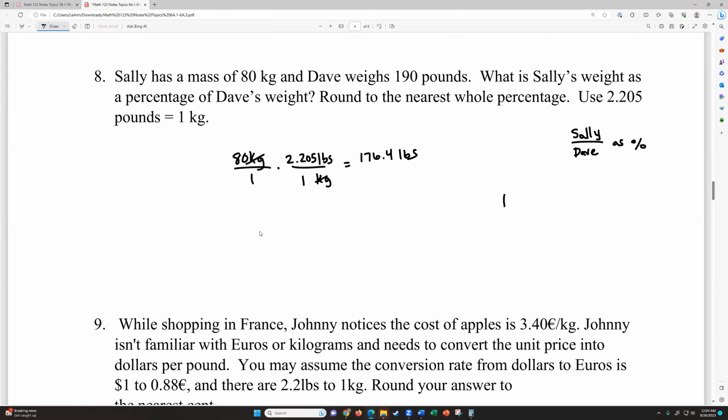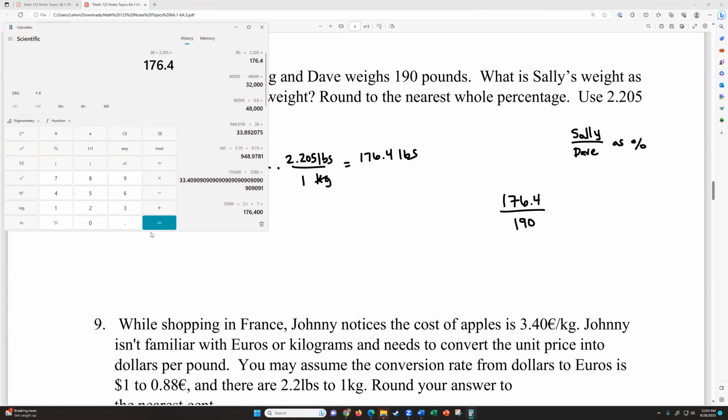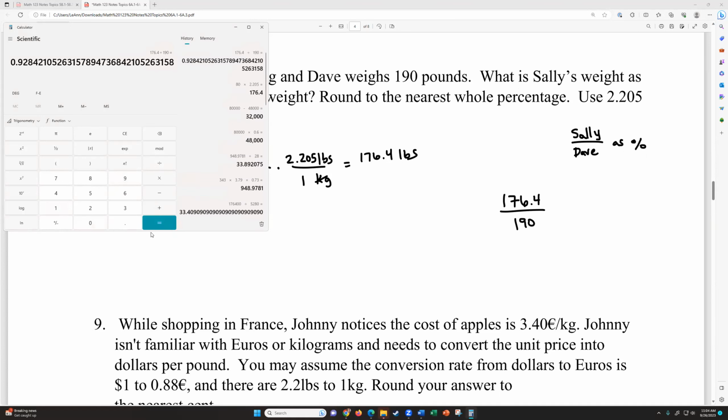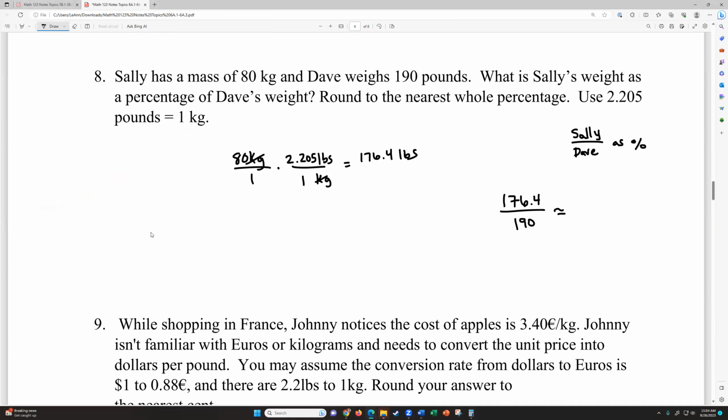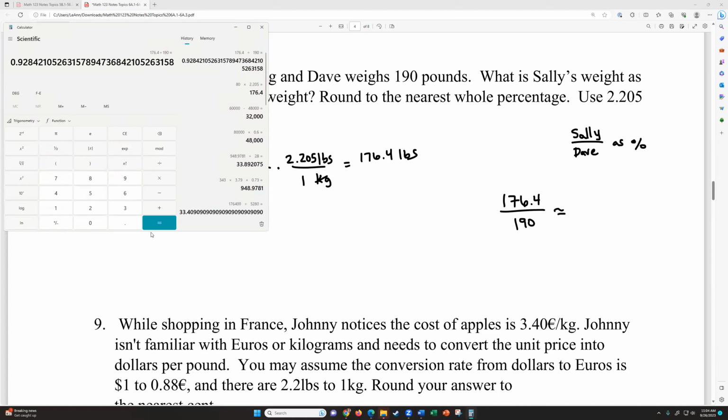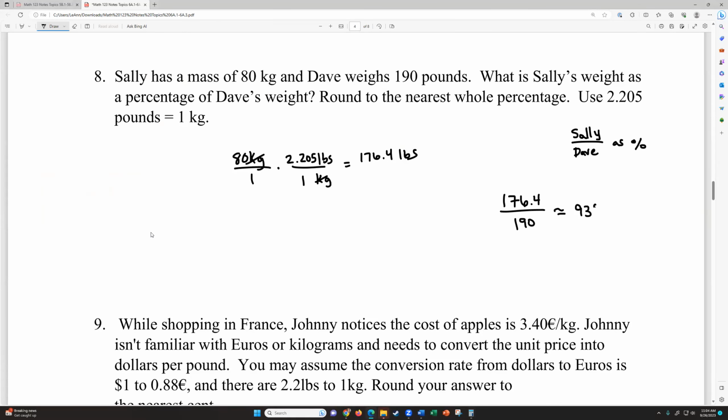So now we can more easily compare their weights together. If we put Sally's weight, which is then 176.4 pounds over 190 pounds, notice these are both in pounds, we can divide that and figure out what that percentage would be. So that would be nearest whole percent. That would be 92.8%, so that's going to be 93%. So Sally's weight is 93% of Dave's weight.